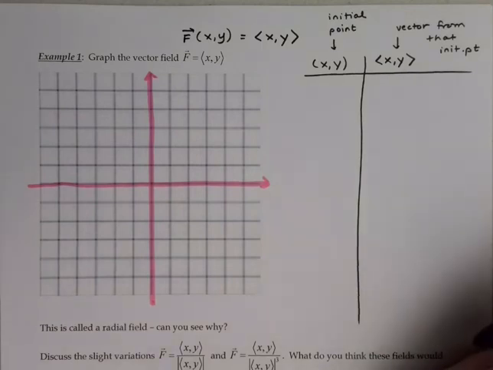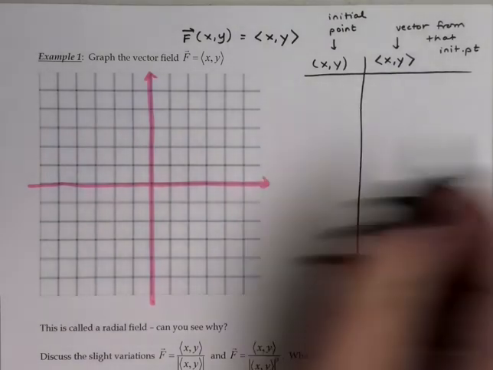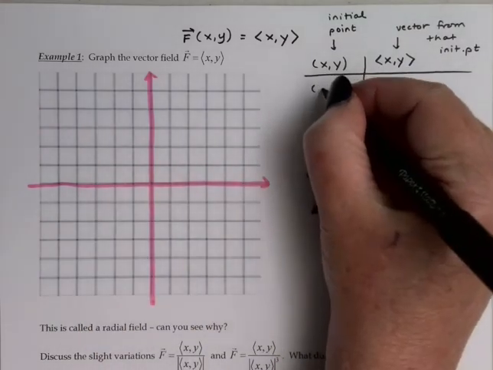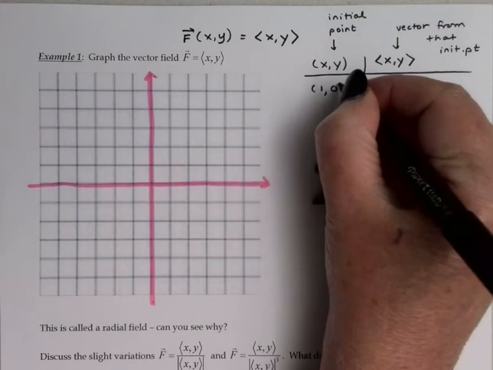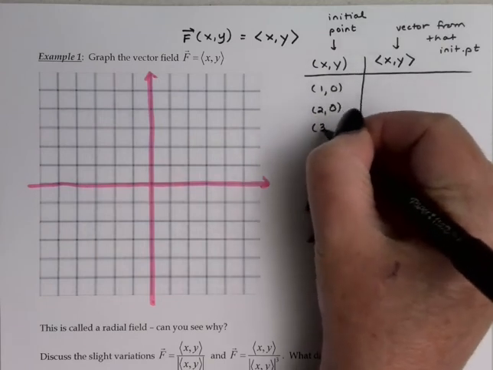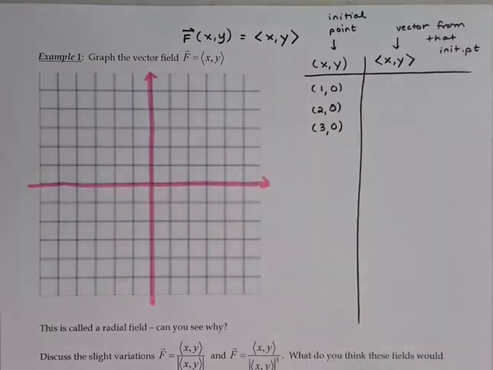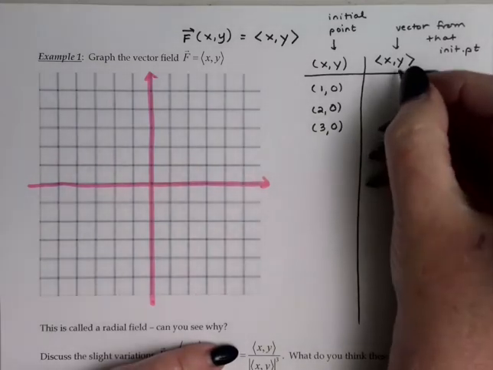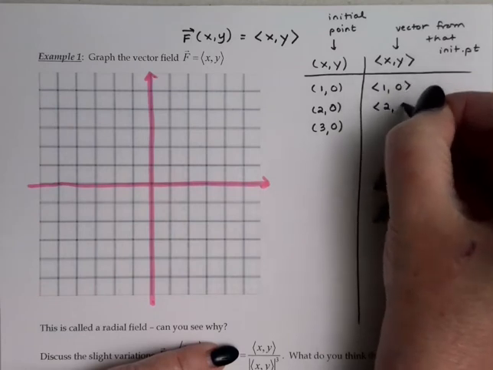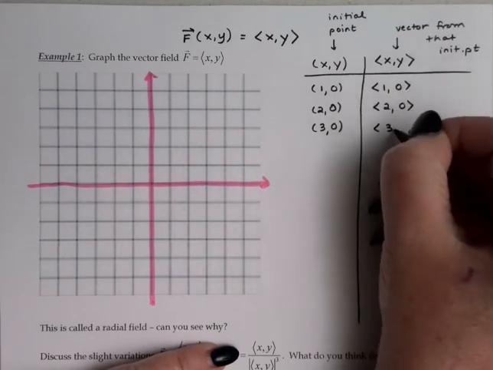And I'm going to start with some points along the x-axis, so the y will be 0. I'm going to do 1, 0, 2, 0, and 3, 0. Again, my function does nothing more than take these same exact points and return them as vectors.